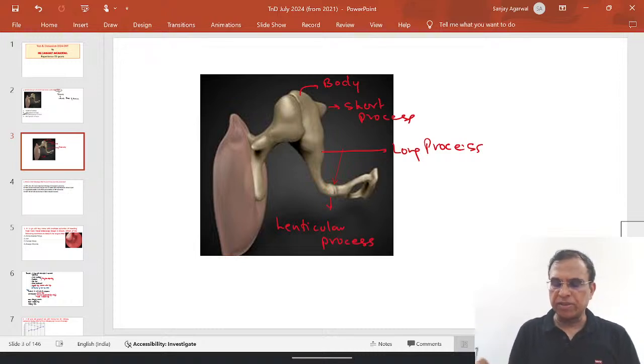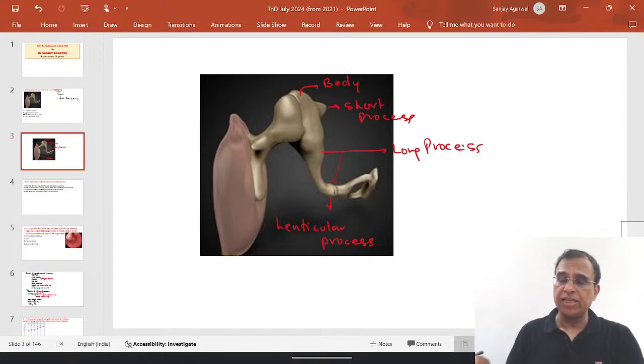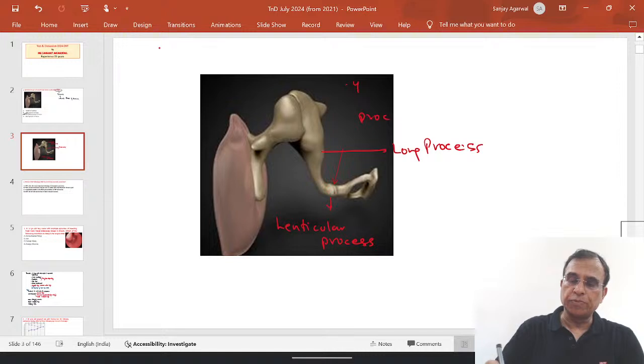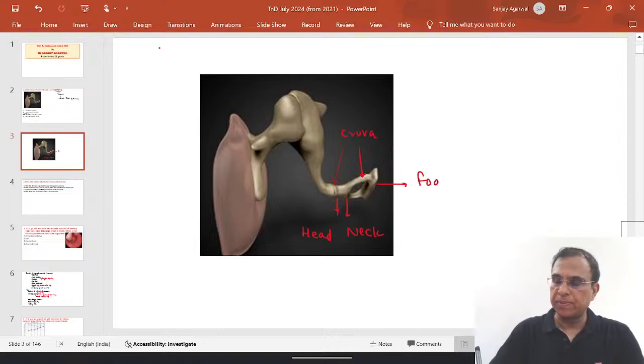So these are the parts of the ossicles that you should be able to identify. Parts of the incus easily: body, short process, long process, and lenticular process, as you can see, forms the joint with the stapes. Now which part of the stapes forms the joint? The part of the stapes that forms the joint is called the head of the stapes. Next is the neck of stapes. These two curved bones are called crura, and last thing is the footplate of stapes.